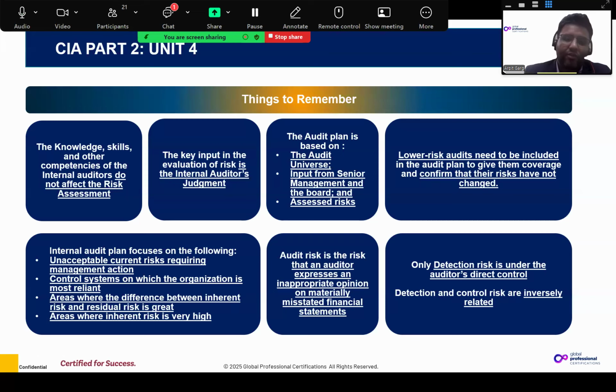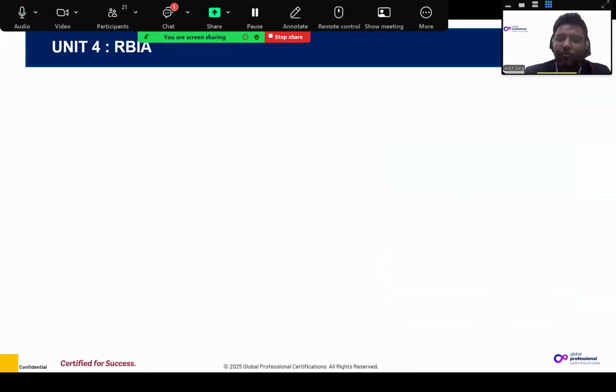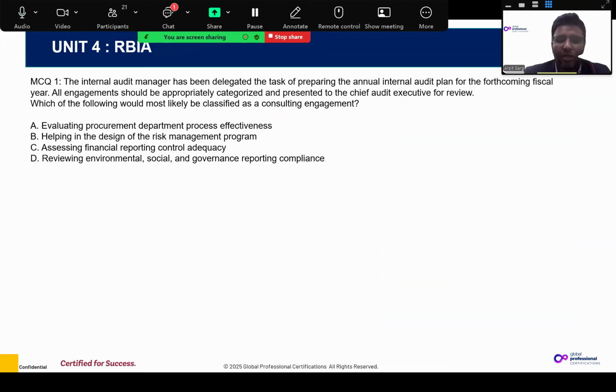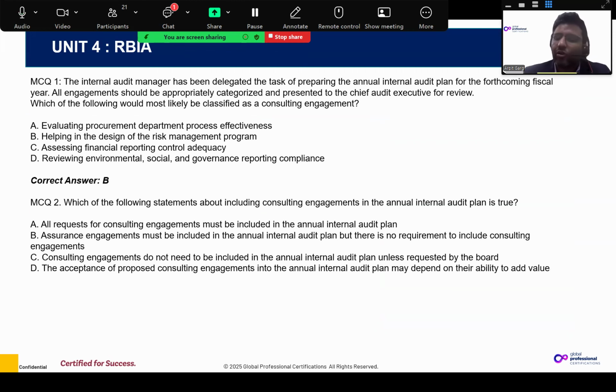So lovely, everyone. With that, we have understood the risk-based audit plan, people. As we move forward in the next unit, we'll again cover a few questions around this topic and on the previous topics, like we always do. For example, in the first question itself, we talked about assurance and consulting, which comes from unit 1, right? So we'll keep doing more and more practice.